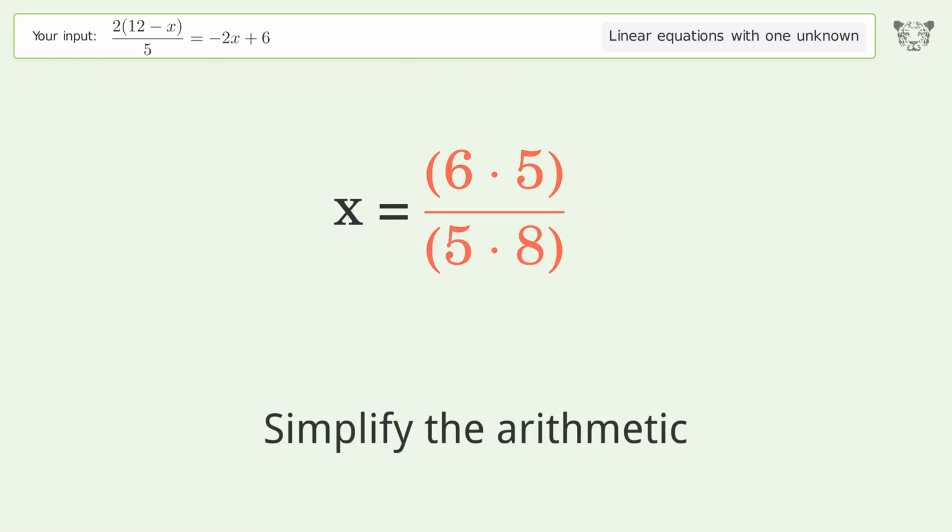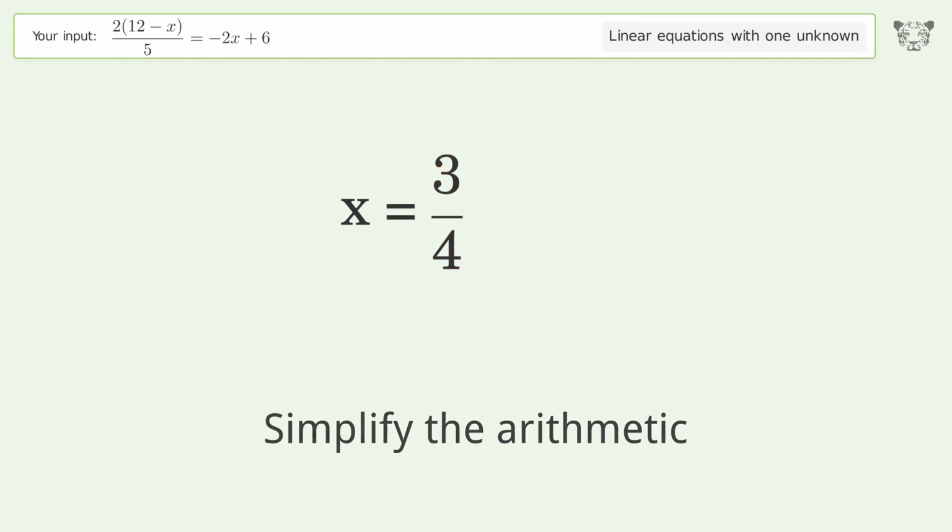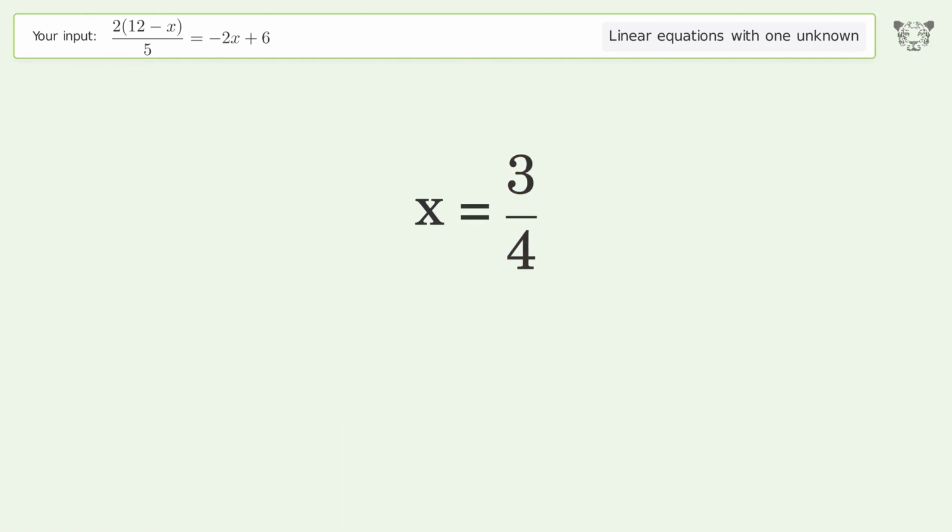Simplify the arithmetic. And so the final result is x equals 3/4.